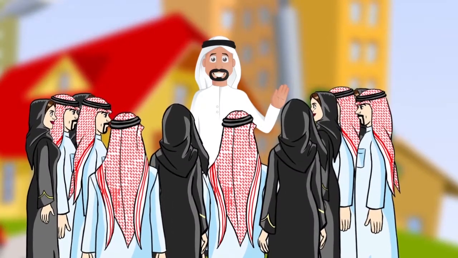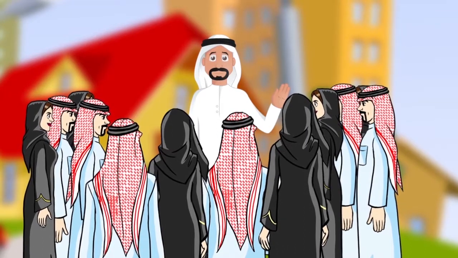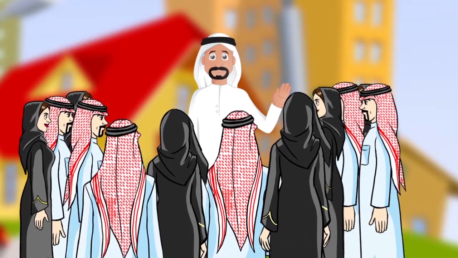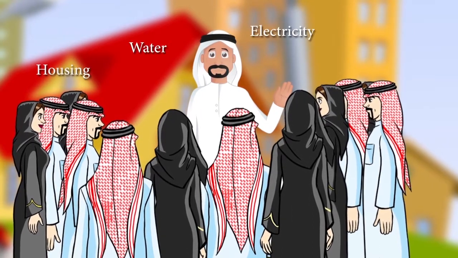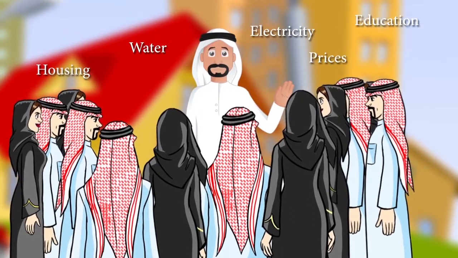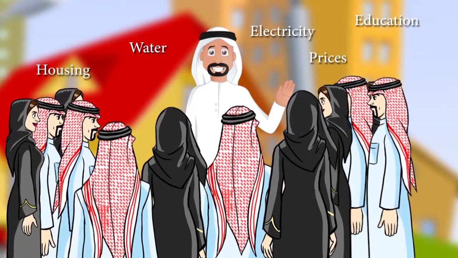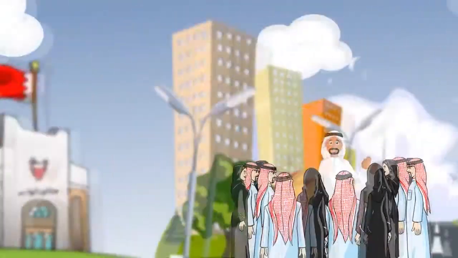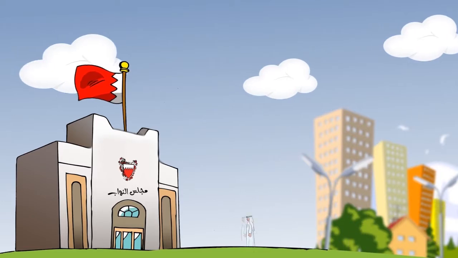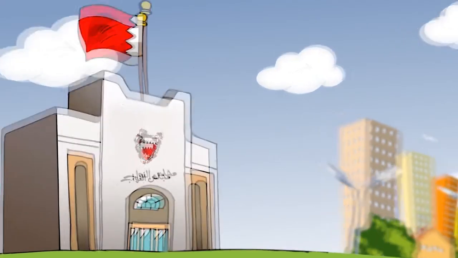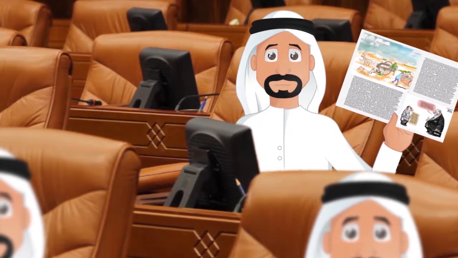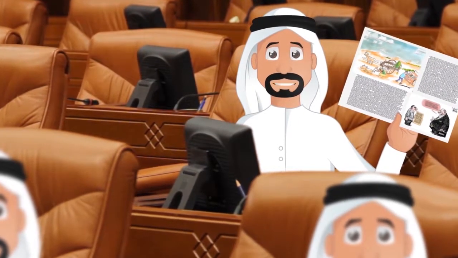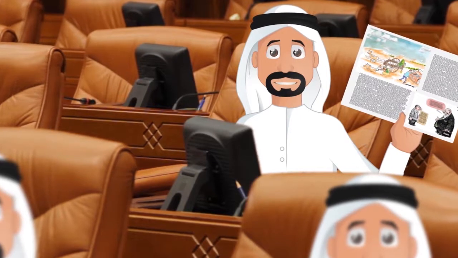An MP also talks with the people of his or her constituency and raises issues and problems that matter to them, such as housing, water, electricity, education, and prices, amongst other things. An MP has the right to convey the issues of the people to the council with the aim of keeping the council informed about the issues and problems that the people face in their electoral constituencies, and trying to find solutions and suggestions to solve these problems.